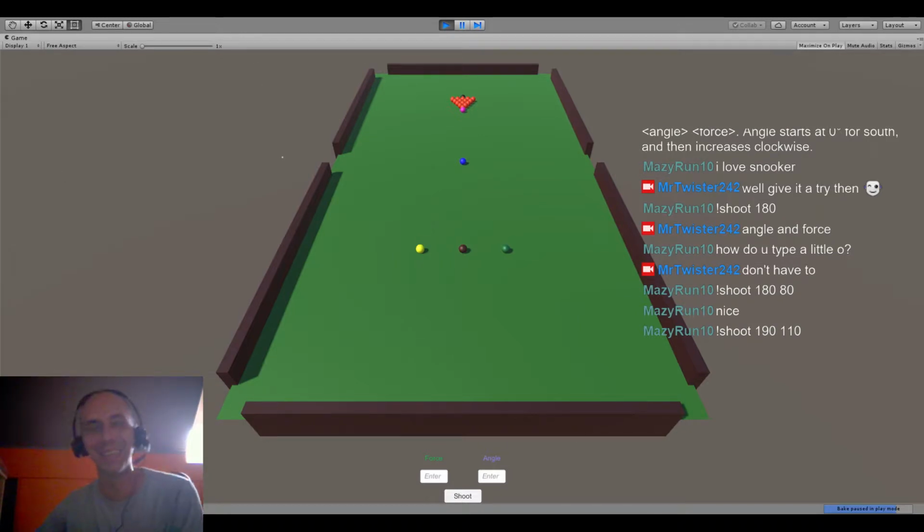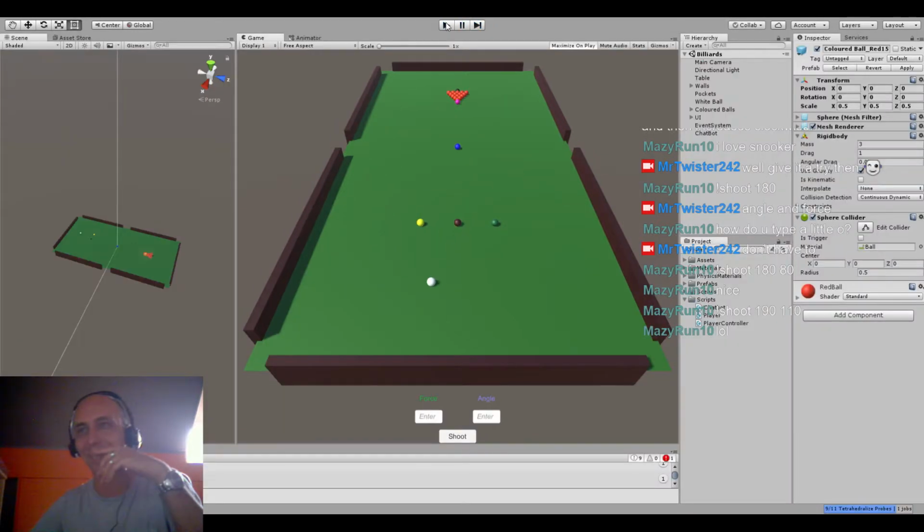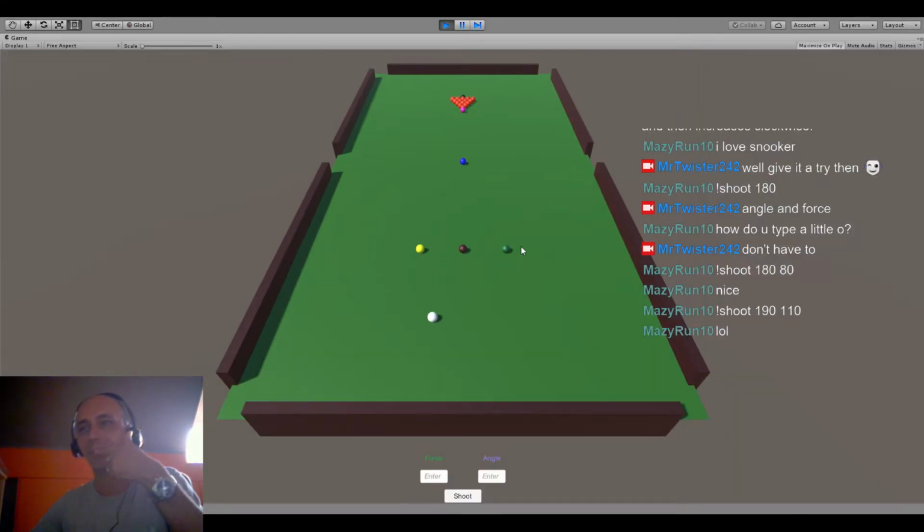Okay. I still need to work on the physics a little. Wait, I think I need to restart to get the white ball back. Yeah, there's no pockets, as you can see.